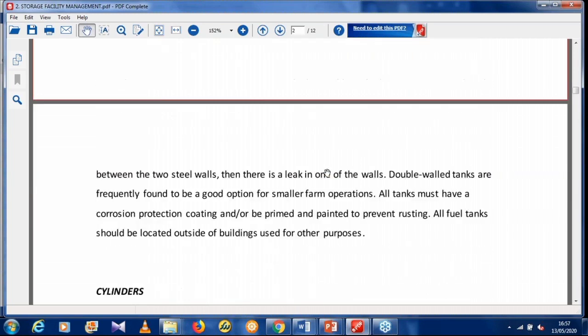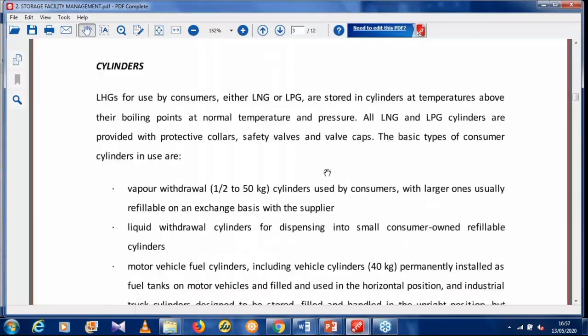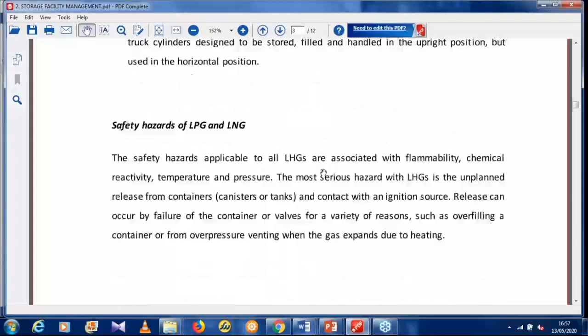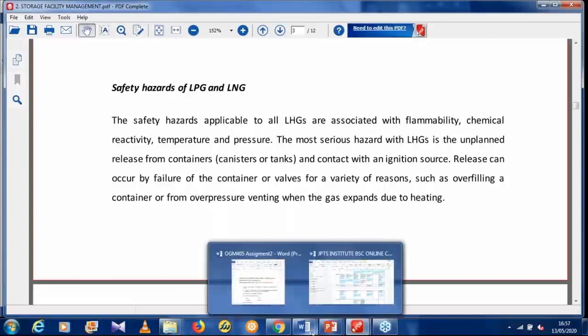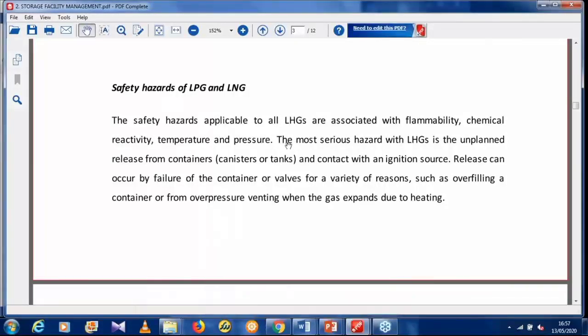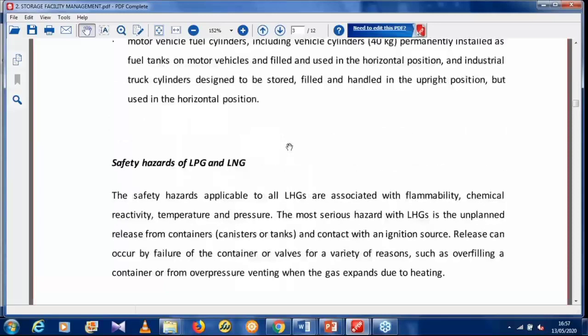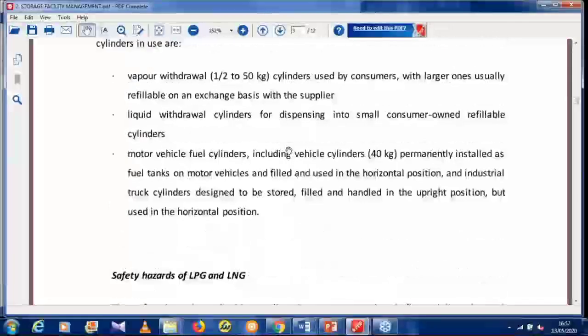So, going on to looking at the safety hazards. One of your assignments, should I bring that now? Okay, I'll bring that later. I'll bring that later. An addition to your assignments.